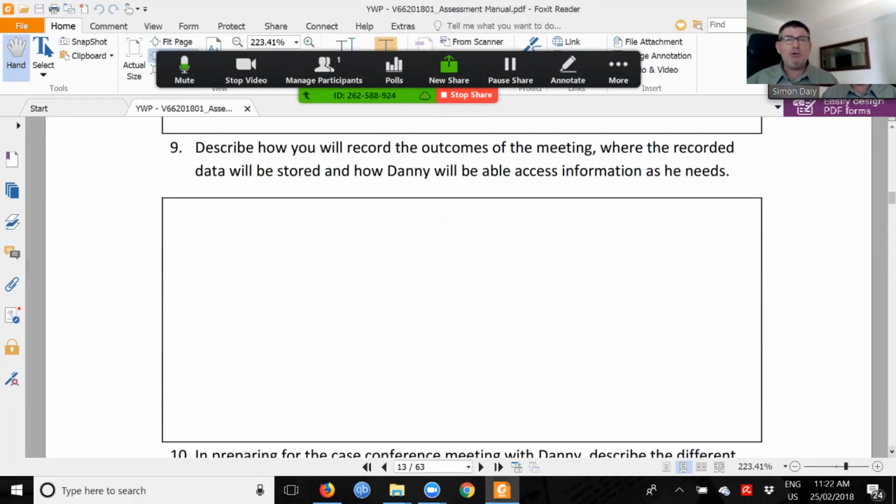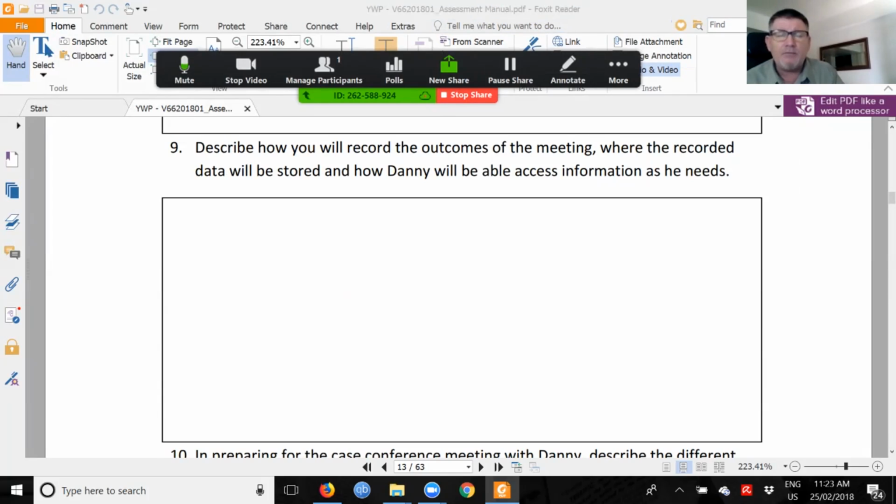Describe how you will record the outcomes of the meeting, where the meeting data will be stored, and how Danny will be able to access the information he needs. Well, it's his information. He can access it any time by asking somebody. You can also record the outcome of the meeting.